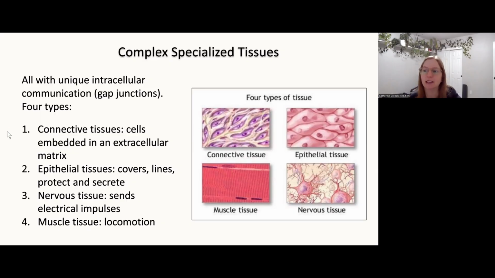We're going to have connective tissue. Connective tissue is tissue that's embedded in an extracellular matrix. So extracellular means outside the cell, and matrix is the thing surrounding what you're talking about. So I'm sitting in my office right now. I'm surrounded by air. That's my matrix. If I was in a freshwater pond, the water surrounding me would be my matrix.